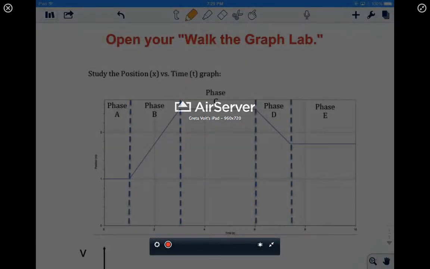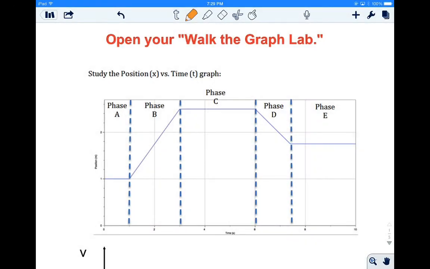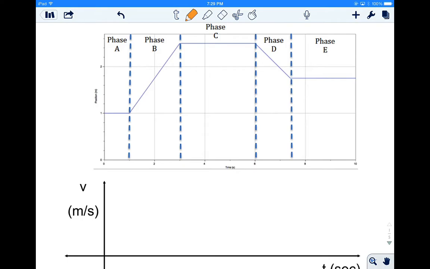All right, so what we were going over here, we saw that originally we were at rest, right? Phase one is at rest. So if we're looking at a VT graph, phase one would be a velocity of zero. After that, during phase two, we were actually moving, and in this case, the slope is showing that it's moving in the positive direction at a constant velocity.